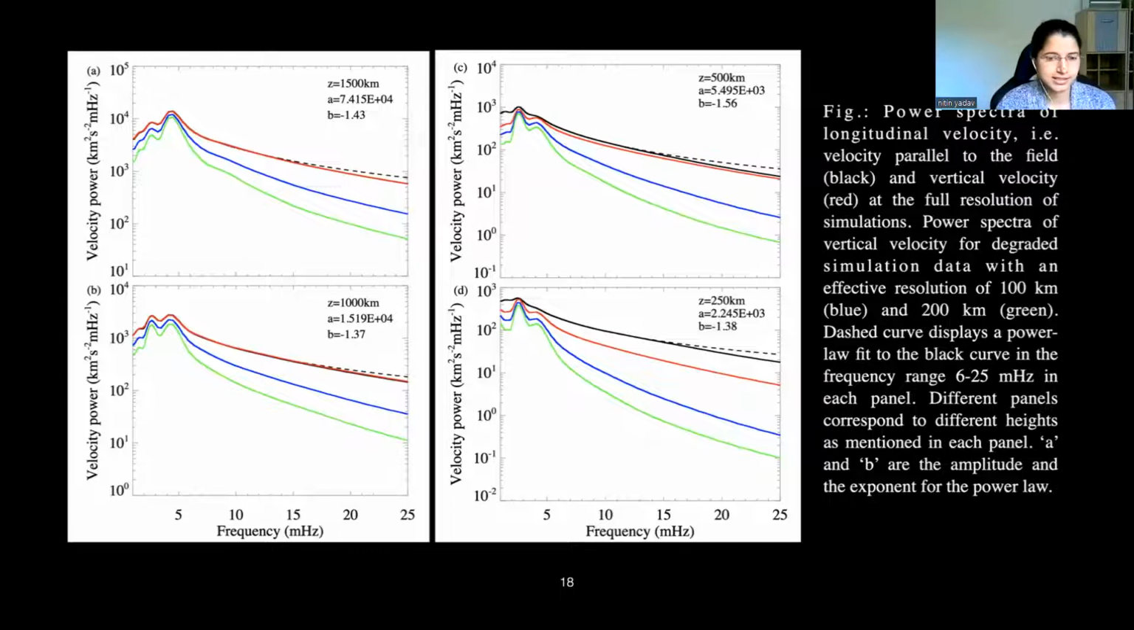This also indicates that these high frequency waves could be generated by turbulence, and therefore high frequency waves are associated with smaller scales, and they will be more affected by the degrading procedure.